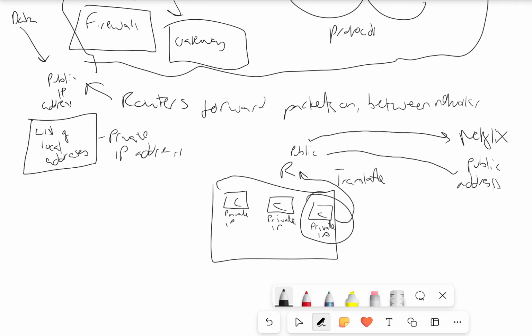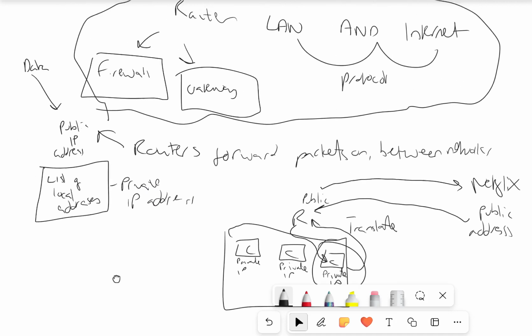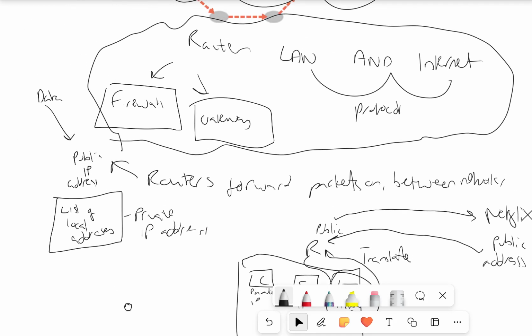And send it back to the router. The router will then translate this back into the private address and send it to the correct device. Or it helps it send it to the correct device, shall I say. So that is why we need a router. We need a router for all of these different reasons.